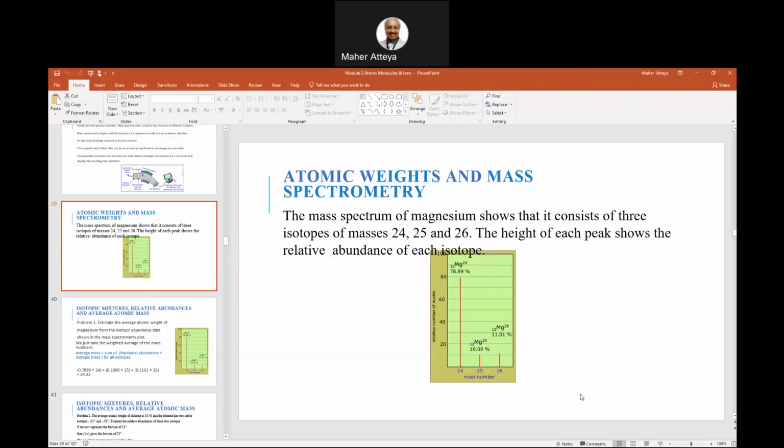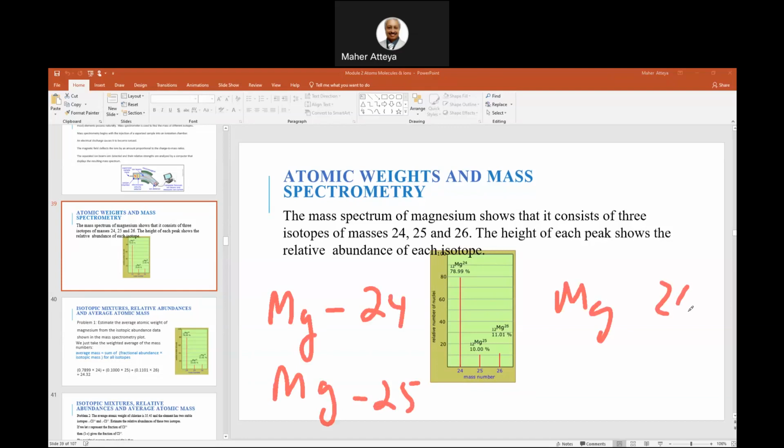If you look at this, this is the atomic number, correct? And this is the natural abundance. It looks like the 24 isotope. We have not carbon, we have magnesium. We have magnesium-24, magnesium-25, and magnesium-26.